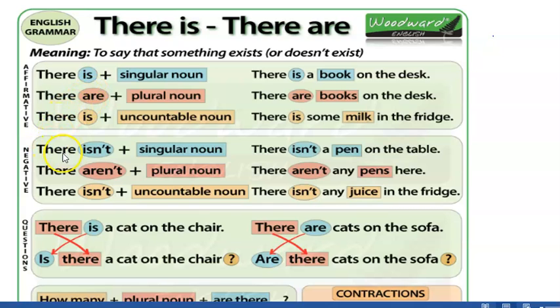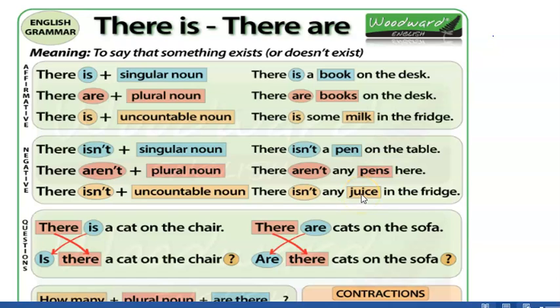How about the negative? Negative, we have there isn't plus a singular noun. So there isn't a pen on the table. There aren't plus, again, a plural noun. There aren't any pens here. And there isn't plus uncountable noun. There isn't any juice in the fridge. Now you notice in these two here, you have an extra word, any. There aren't any pens, there isn't any juice.